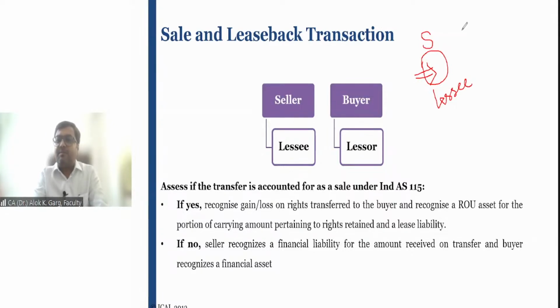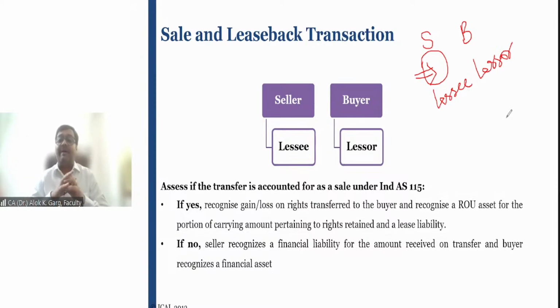And this person who is a buyer, he at the same time becomes a lessor. He has become a lessor, right? Being a buyer, he has become the lessor of this building. The building remains the same. The seller becomes the lessee and the buyer becomes the lessor.